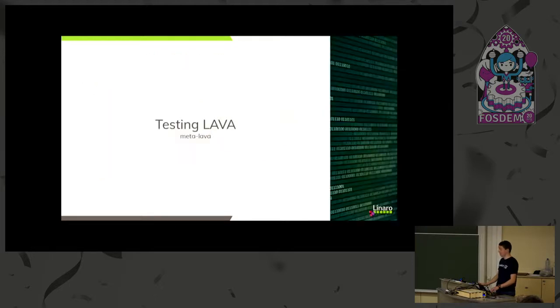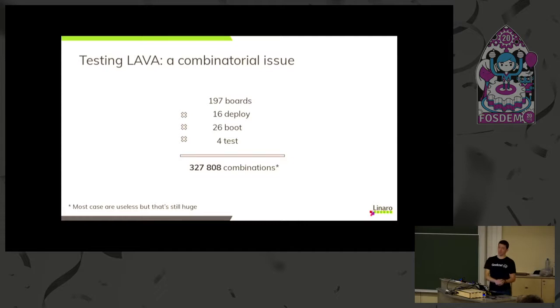So how do we test Lava? Lava integration test, which is a project we call MetaLava. So going back to what we support: 197 boards. We support 16 deploy methods and 26 boot methods and 4 test methods. That's this amount of combinations. So if we want to test everything with real hardware, it's just impossible.